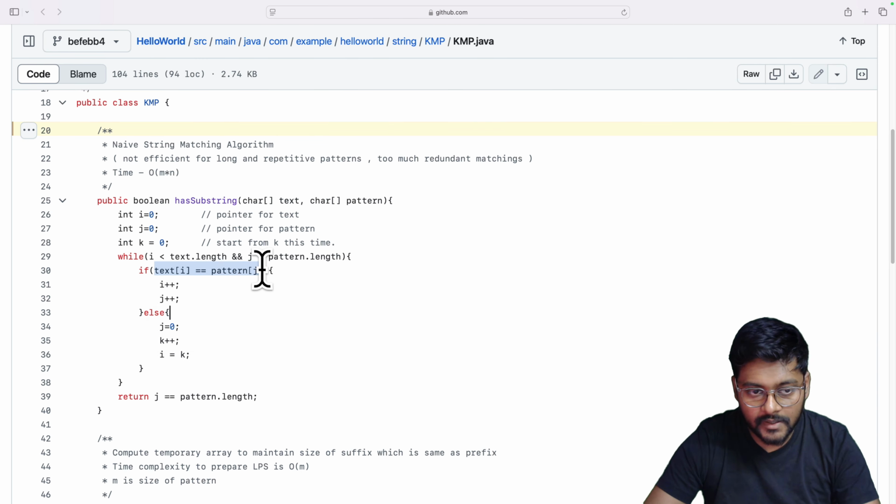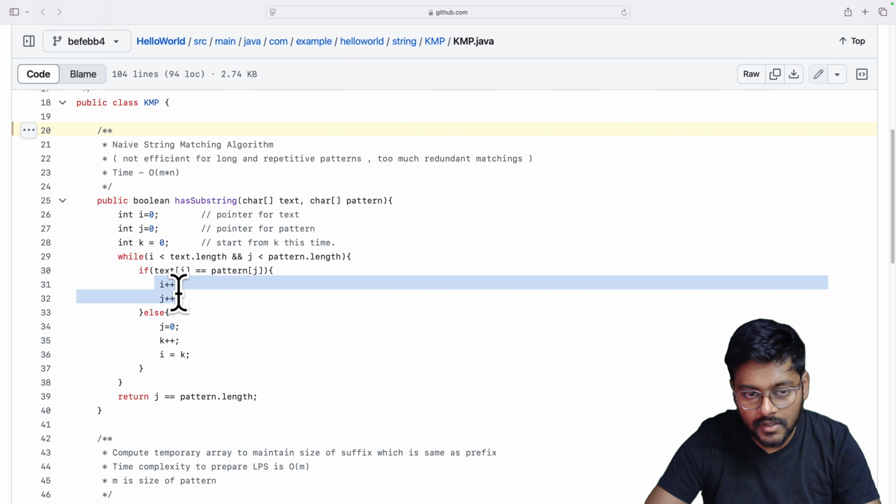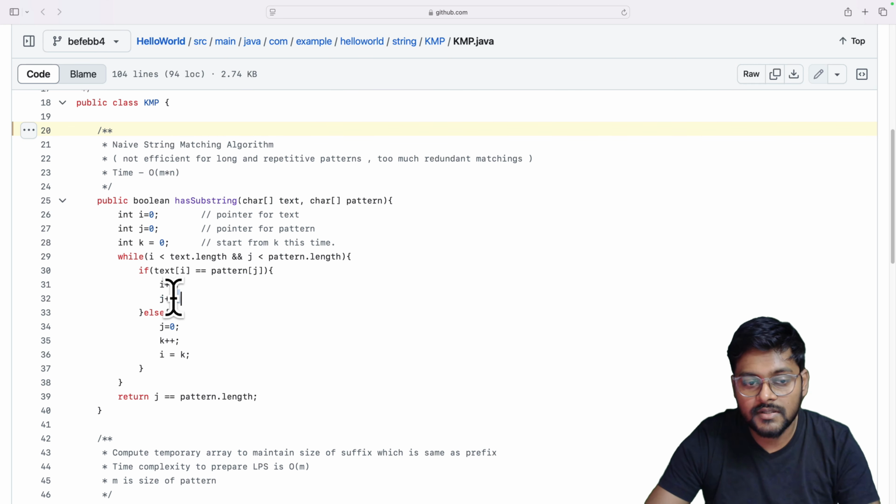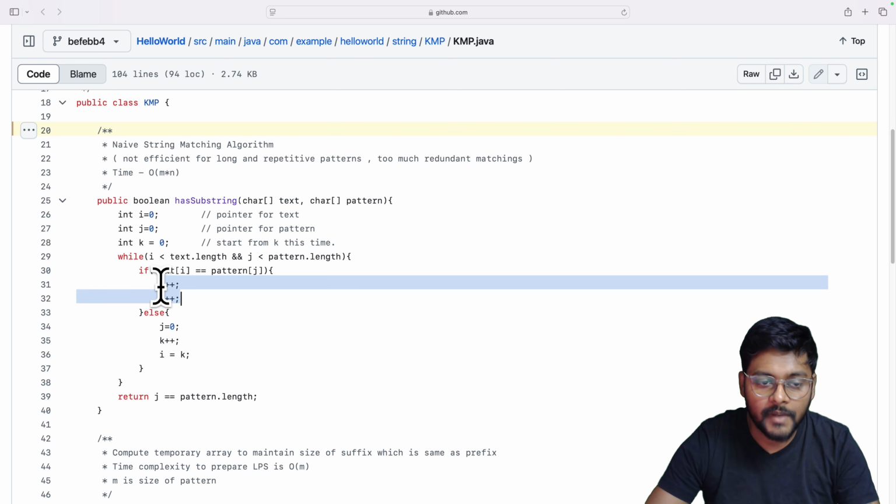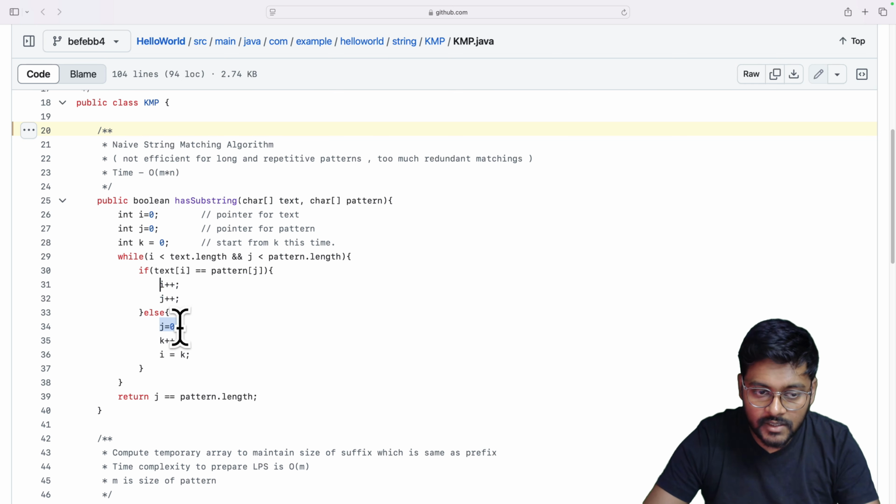If the text and pattern characters are the same, increment both the pointers. If they are not the same, it means there is no need to move ahead with the pattern matching. Start the pattern again from 0, increment the value of k, and this time reset the value of i with k. This is the Naïve algorithm.